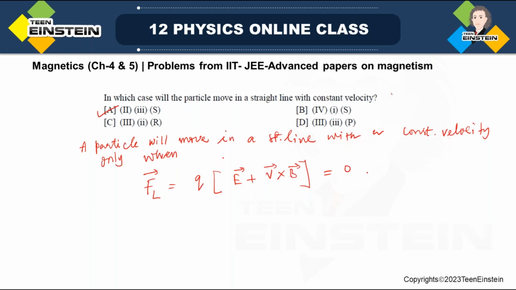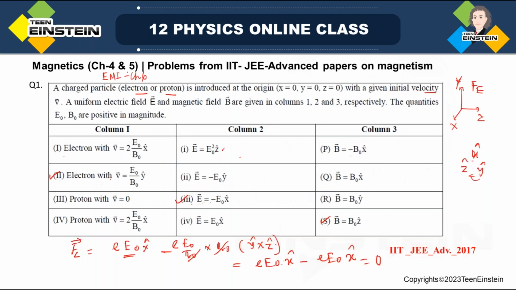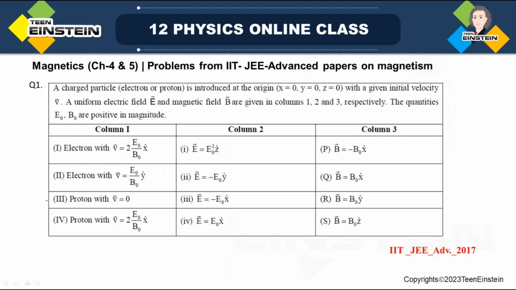Now we'll check, just for cross checking, whether any other combination is giving 0. Let us check this D, 3, 3, p. If the velocity is 0, the magnetic force will be 0. The electric force will be there. It is along minus x cap.